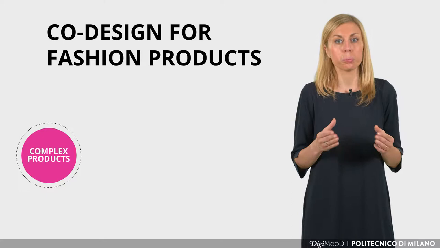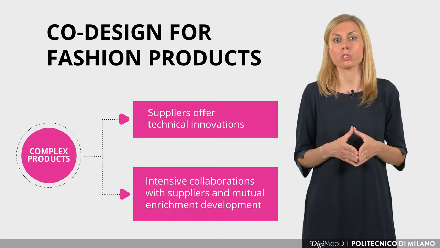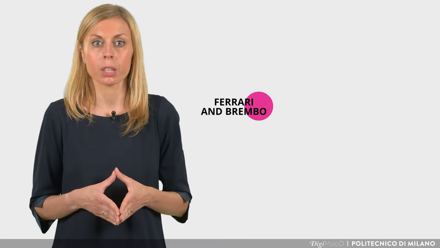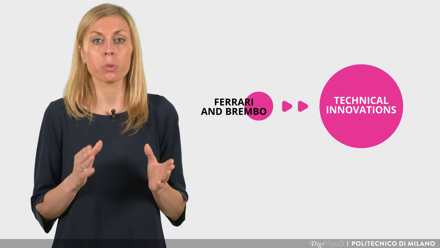In case of co-design for complex products, the purpose and the implementation are different. In this case, suppliers are mainly offering technical innovations, achieved through intensive collaborations with suppliers and mutual enrichment development. An example of this type of co-design could be the collaboration between Ferrari and Brembo. Ferrari and Brembo perform technical innovations to guarantee strongly interrelated components with complementary competencies, with simply a focus on technical performance.